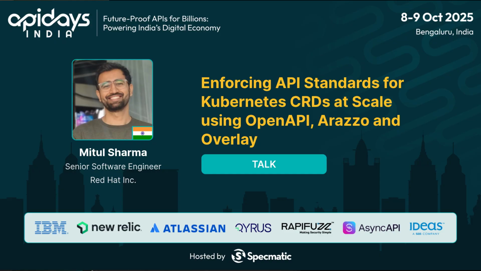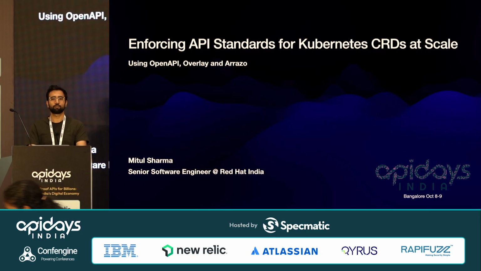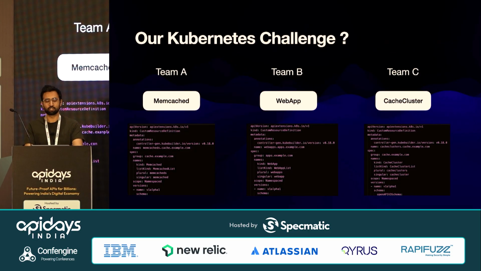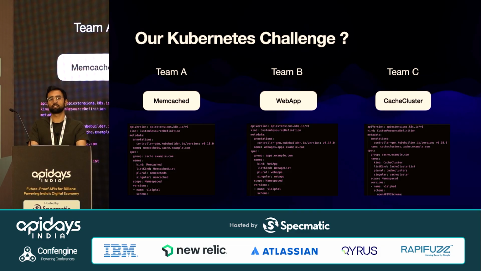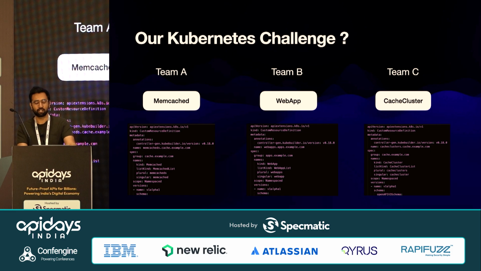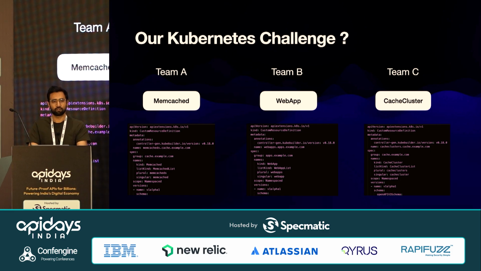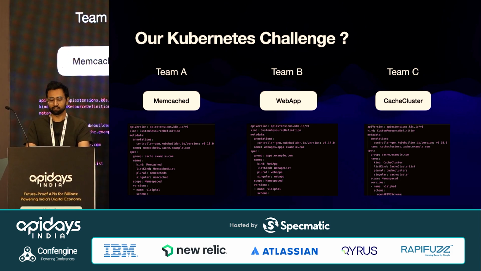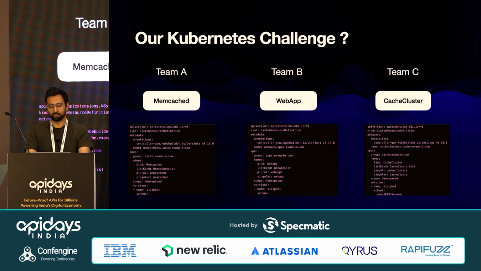Thanks for joining this session, and we will discuss how we can enforce API standards for Kubernetes at scale. Just a quick question: how many of you are actually using Kubernetes operators at scale, and how many of you have the pain of fixing CRDs in the production environment? The current challenge is that if we are working in a Kubernetes production environment and multiple operators are managed by different teams, how will you tackle that challenge?